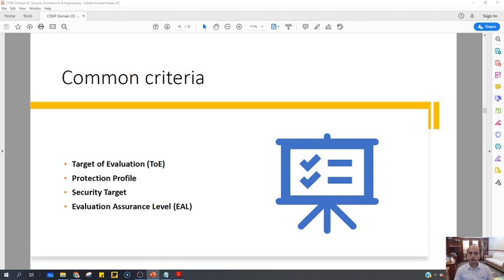Next comes the security target. When we are talking about the security target, it is the documentation that describes the target of evaluation within the security requirements and operational environment.